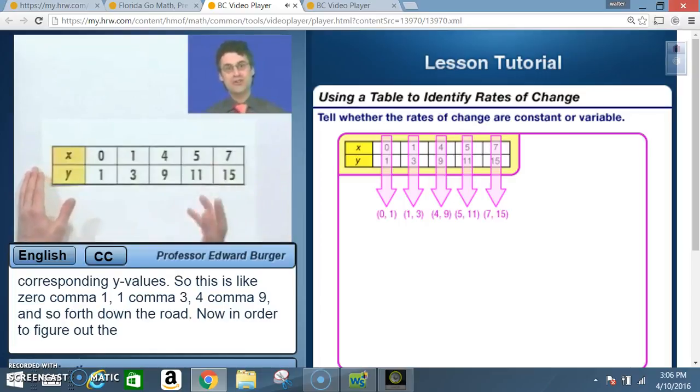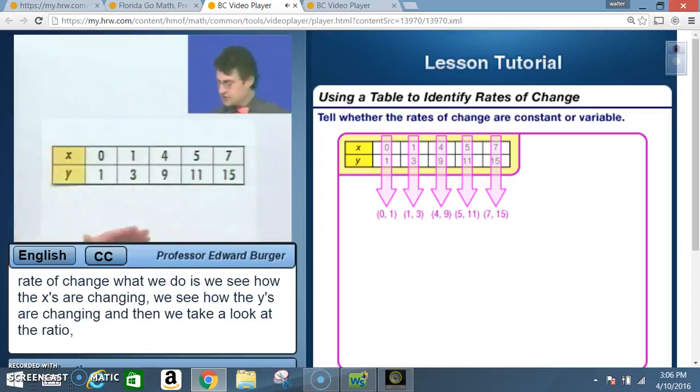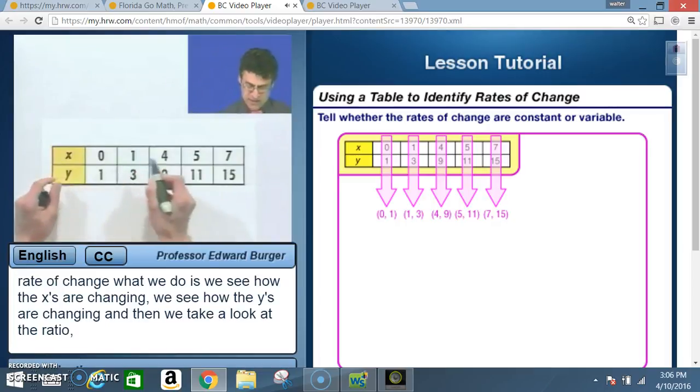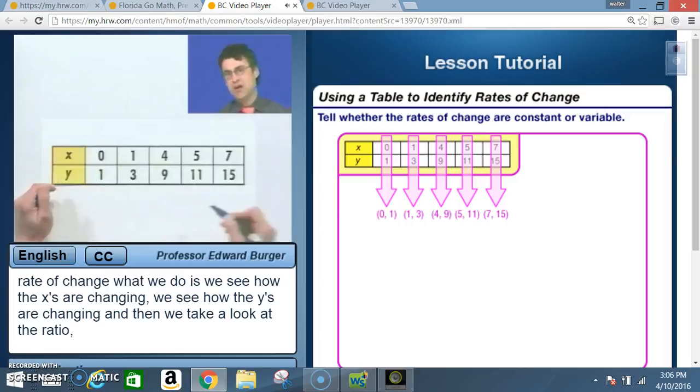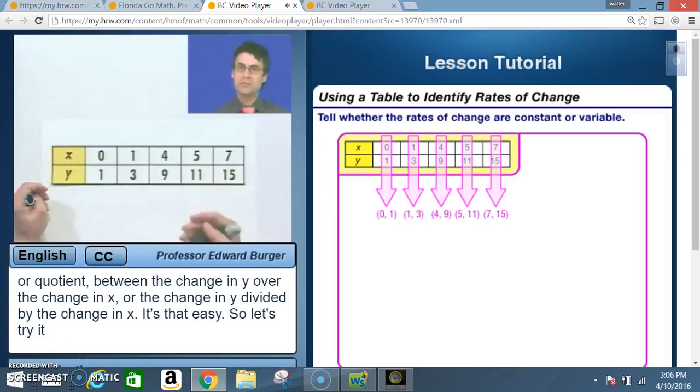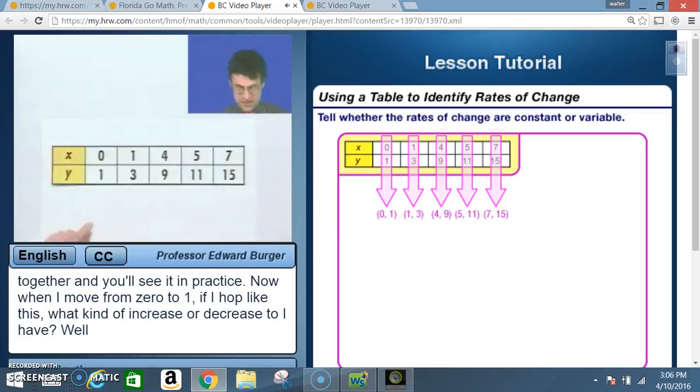In order to figure out the rate of change, we see how the x's are changing, we see how the y's are changing, and then we take a look at the ratio or quotient between the change in y over the change in x. So the change in y divided by the change in x. It's that easy. So let's try it together. You'll see it in practice.